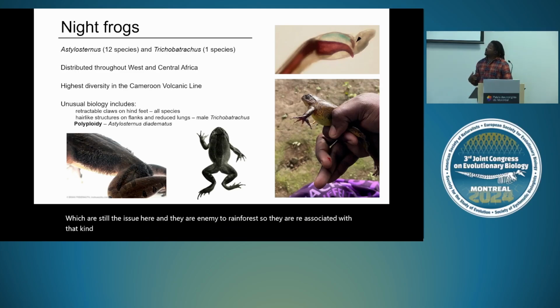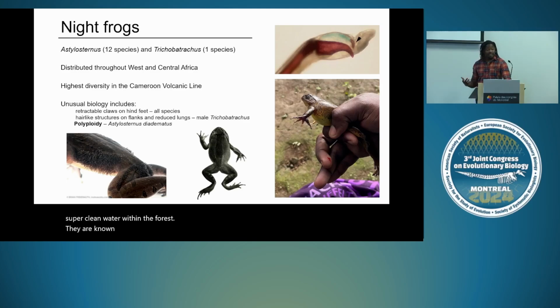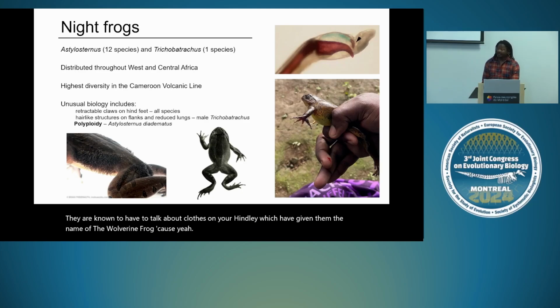They have this unusual biology. The only place to find them is in fast-running, super clean water within the forest. They are known to have retractable claws on their hind limbs, which have given them the name of the Wolverine frog, because, yeah, you will bleed. That's my finger over there.